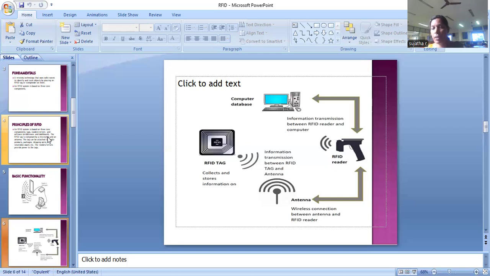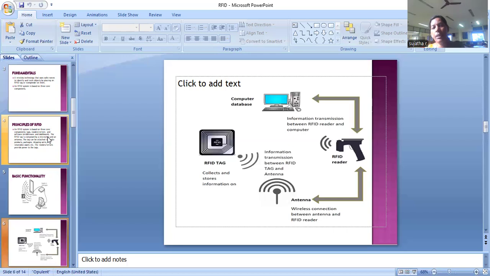So that object has the particular tag. We can use any object: a phone, a car, anything, animals, or we can track birds. We can track an animal or a human being. We can use it in malls for purchasing, and for books in a library. So any object we can track by using this reader.